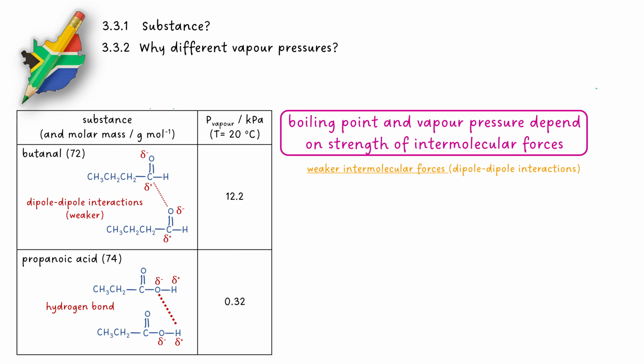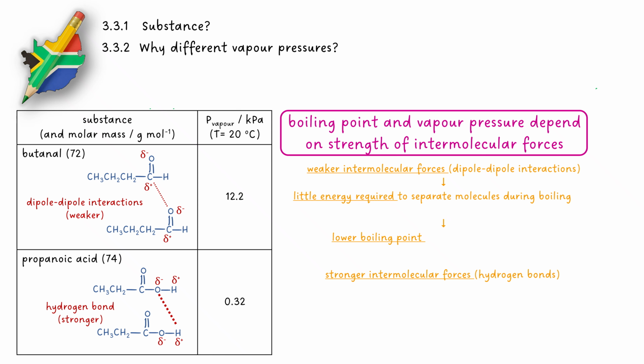Now dipole-dipole forces are weaker and hydrogen bonds are stronger. Little energy is required to overcome the weaker dipole-dipole forces during boiling, and so butanol has a lower boiling point. More energy is required to overcome the stronger hydrogen bond forces during boiling, and so propanoic acid molecules have a higher boiling point. For the first part of the question, we can conclude that butanol has the lower boiling point.